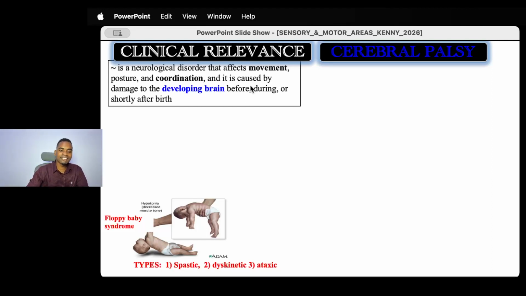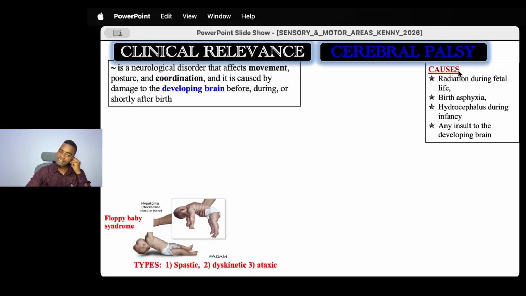It is a neurological disorder that affects movement, posture, and coordination. These are the potential causes of cerebral palsy. You have radiation during fetal life, like X-rays and CT scan, and this is why you tend to avoid CT scan and X-rays in a pregnant lady. When a pregnant lady comes to you as a doctor, you avoid them because, among other complications, it can result in cerebral palsy, damage to the baby's brain.